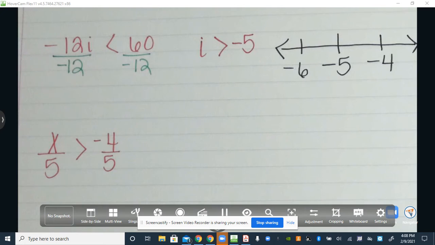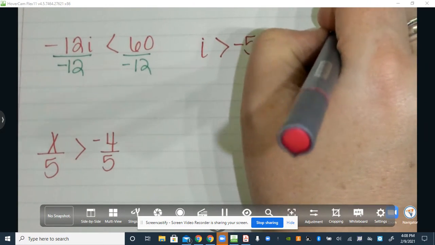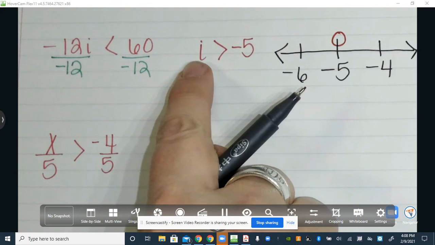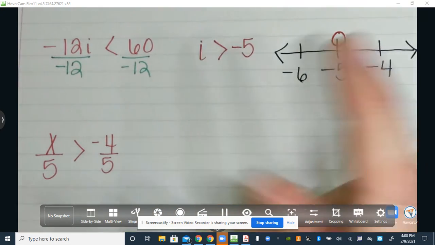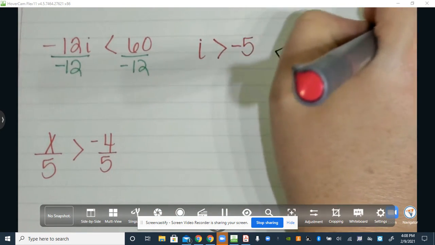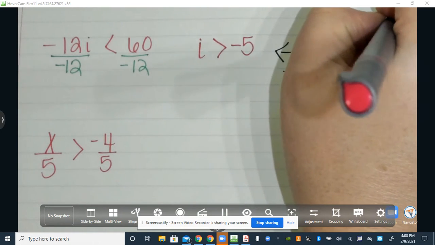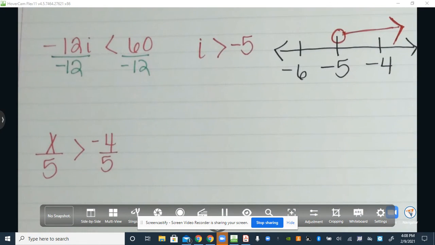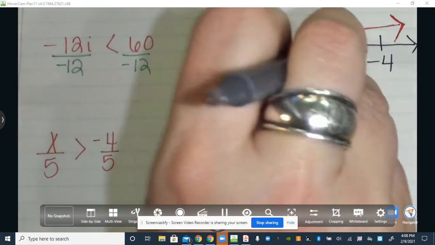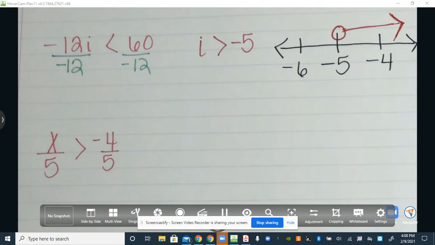Okay? So when I graph it, my circle is going to be at negative 5. I'm looking for all numbers greater than negative 5. Greater, I move it to the right. So my arrow is going to the right. And it's going to be left open because there's no line underneath there.